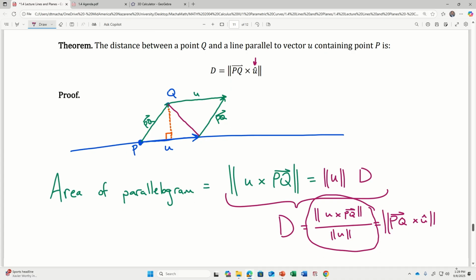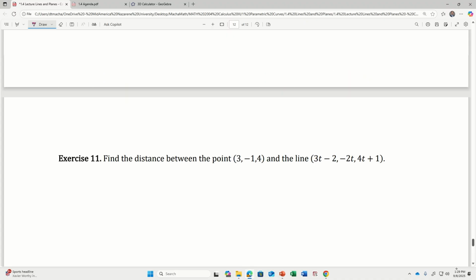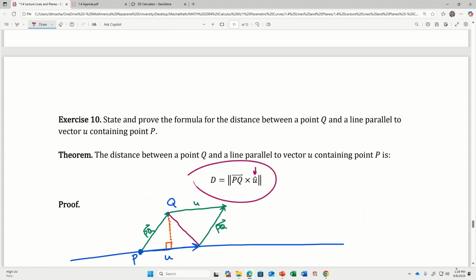You would draw a parallelogram like that and work it out. And then I'm not going to have time to show you how to find the distance between the point and the line, but finding the distance between the point and the line means using that formula that you're given there.